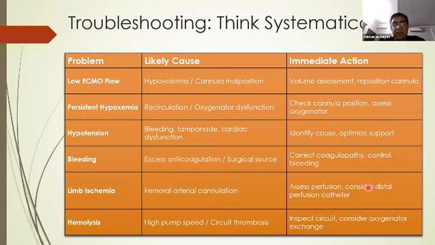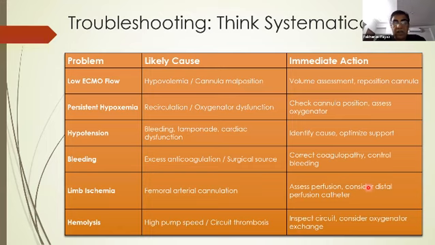We need to see the oxygenator very carefully. We need to do the ABGs pre and post oxygenator. We need to see the transmembrane pressure, which we call the TMP. If it is rising, that's an indication that there may be clots sitting in the oxygenator, and the oxygenator needs to be replaced. If there is hypotension, the patient may be having bleeding, tamponade, or cardiac dysfunction, so identify the cause and optimize the support. If there is bleeding, then we need to see whether we are having excessive anticoagulation or whether it is a surgical bleed. Accordingly, we will manage it.